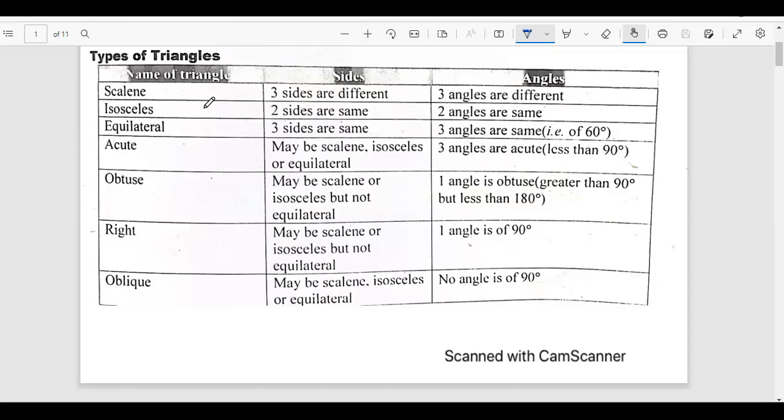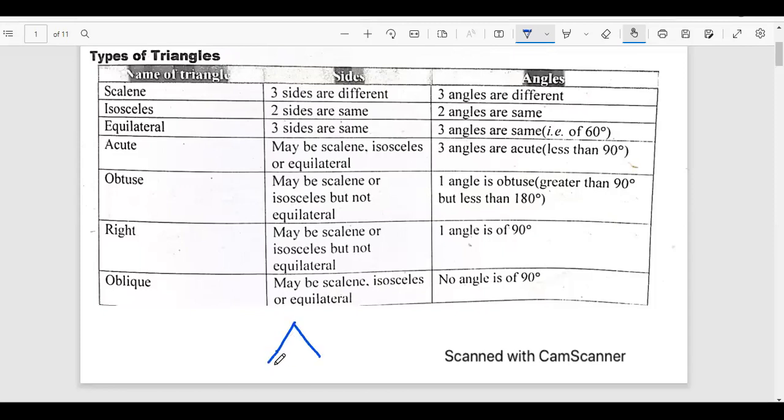Okay, so here it is. We have different types of triangles. We have scalene, isosceles, equilateral, acute, obtuse, right, and oblique. If we talk about scalene, all the three sides are different and all the three angles are different. If I talk about isosceles, two sides are same. So according to the angle side relationship, as I've told you earlier as well, if we have two same sides, two angles would be same, right? We use this thing in circle theorem as well.